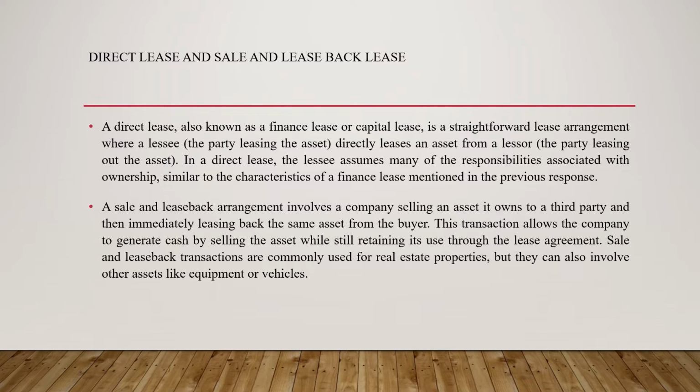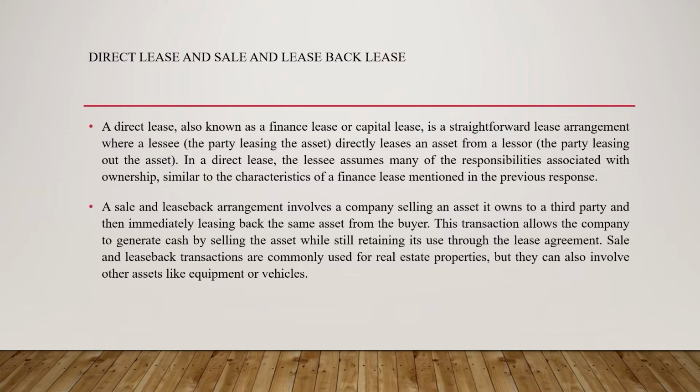If we talk in terms of accounting treatment, it is similar to the finance lease, where a direct lease often requires the lessee to recognize both the leased asset and corresponding liability on their balance sheet. Depreciation and interest expense are recognized over the lease term. In terms of maintenance and cost, the lessee is typically responsible for maintaining the leased asset and covering associated costs, including insurance and repairs. When we talk of financial reporting, the leased asset value and the associated lease liabilities are reflected on the lessee's balance sheet, impacting financial ratios and metrics.